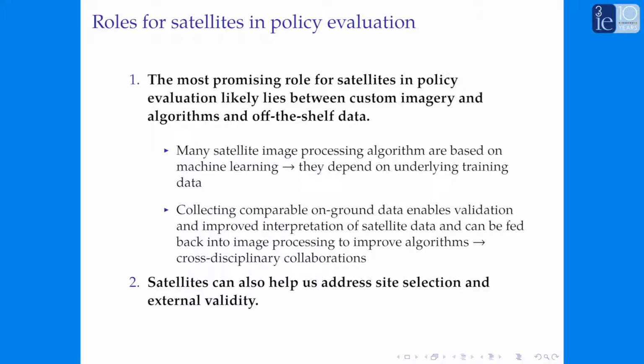And what I mean by in the middle is that most projects are not going to have the resources or expertise to fly satellites over their site and develop custom processing algorithms. But many projects can and will collect on-ground data that they can use to both validate the satellite data they're using and also aid the interpretation of the satellite measures that we see in existing data.